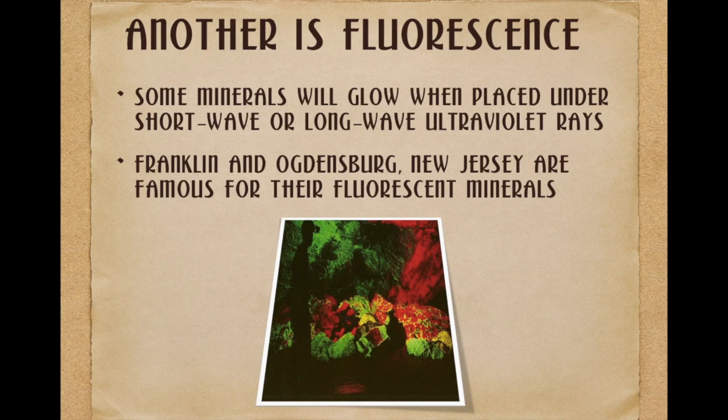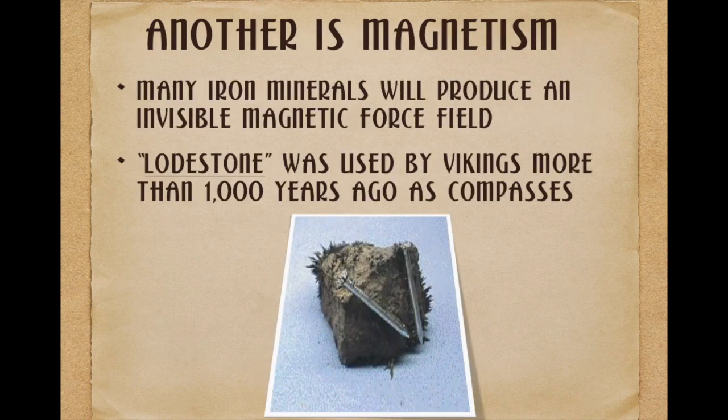Another example is fluorescence. Fluorescence means that something will glow. Minerals give off a glow. This is based on the wavelength, dealing with ultraviolet rays. So, will it give off a fluorescence? And then we have magnetism. Some minerals are going to have a magnetic ability, and one example is lodestone. Another type is called magnetite. Lodestone and magnetite both have magnetic abilities.